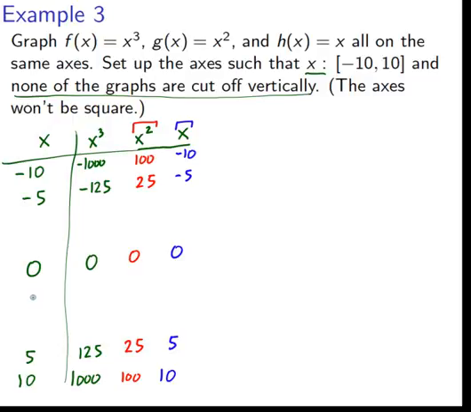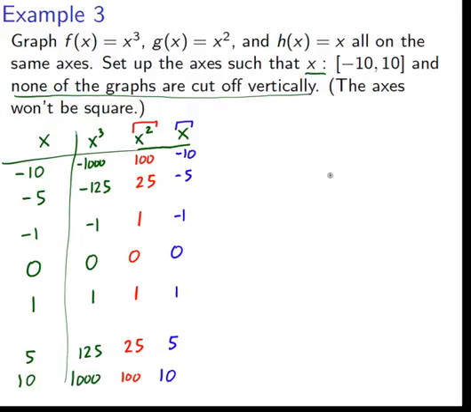And finally, at 1 and negative 1, negative 1 will go to negative 1, positive 1 will go to positive 1 for x cubed. For x squared, negative 1 gets canceled to a positive, positive still for the positive. And then negative 1 and positive 1. The thing to notice here is that when it's close to 0, they're not that different, but the farther we get from 0, the more their differences become apparent.